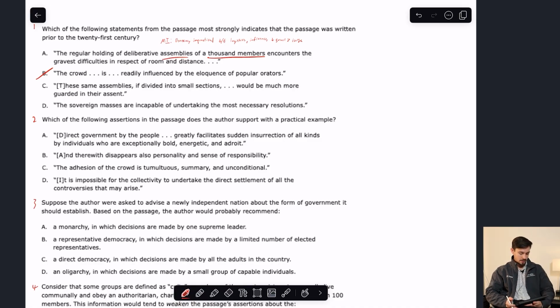B says the crowd is readily influenced by the eloquence of popular orators. Does that still happen today? That's a better way to rephrase this, is which of these still happens today, or which of these does not still happen today? B still happens today, right? We still get influenced by people.